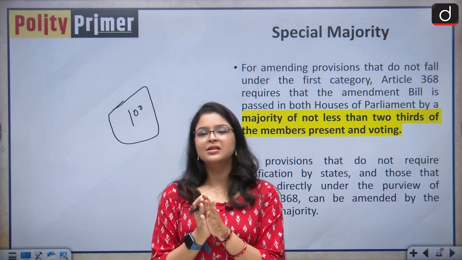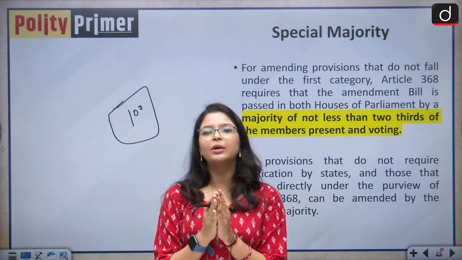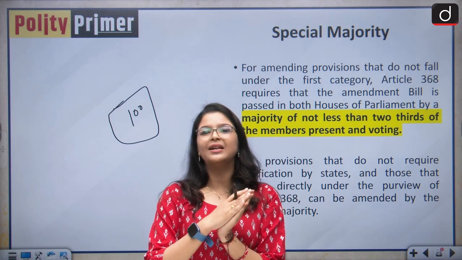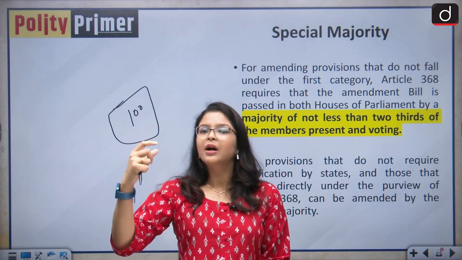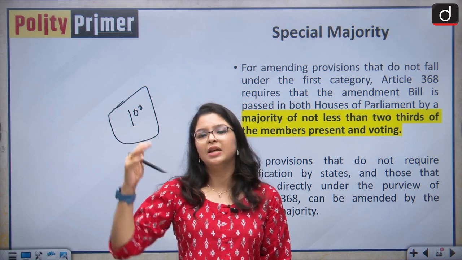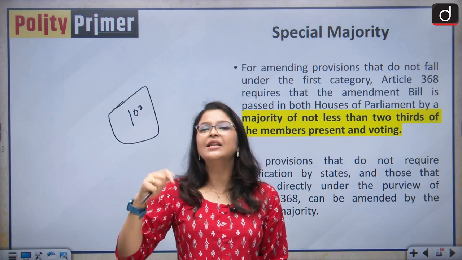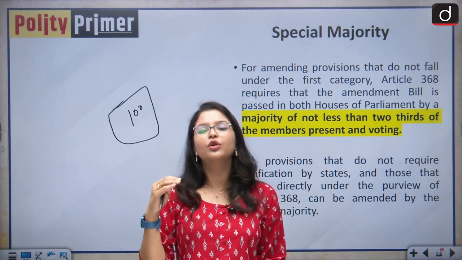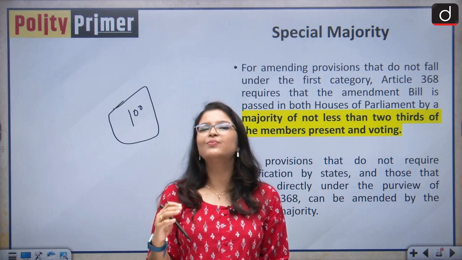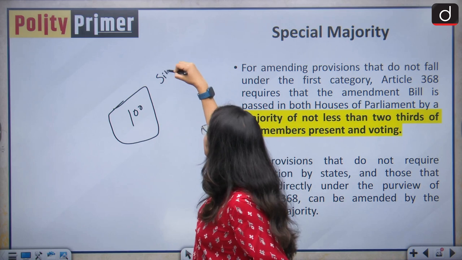Let us make this more clear: you see that there is a requirement of passing in each subject. That is, there is an aggregate as well as a basic minimum marks you have to score. So, 2/3 members should be voting in favor as well as the 50% majority of members, and this is known as special majority.